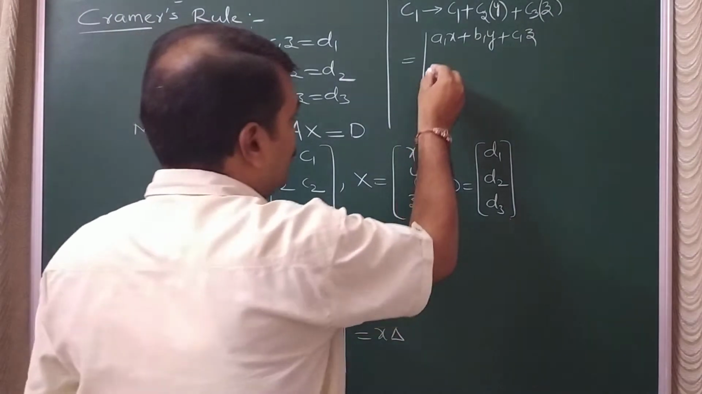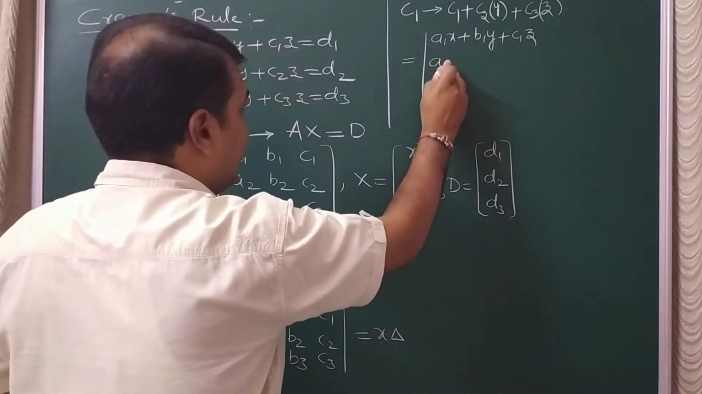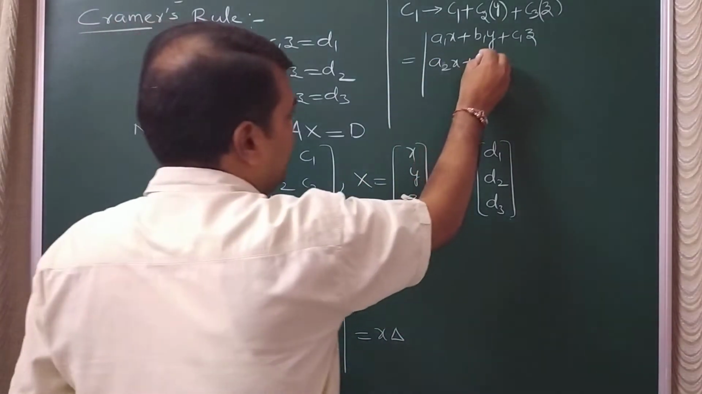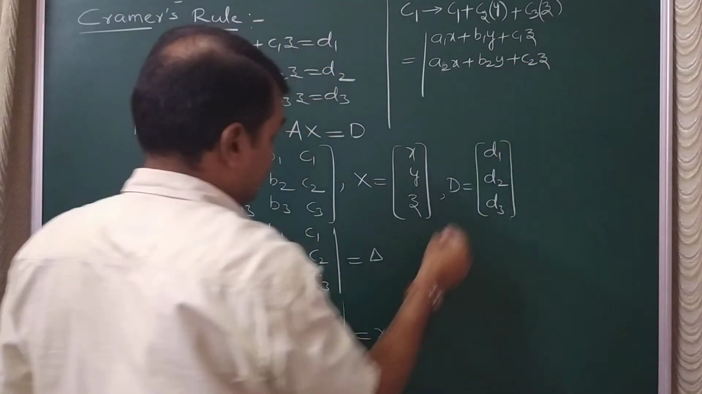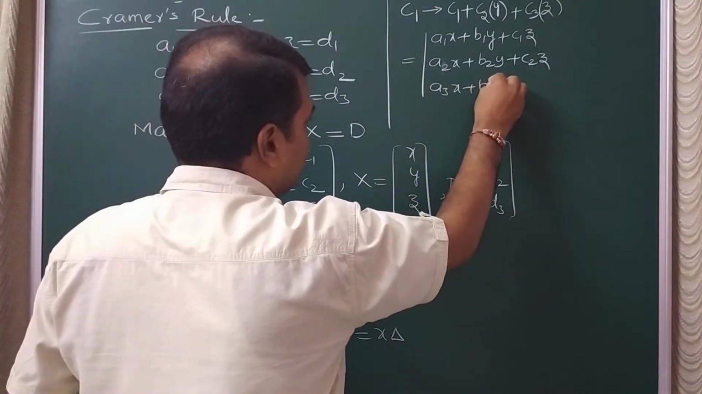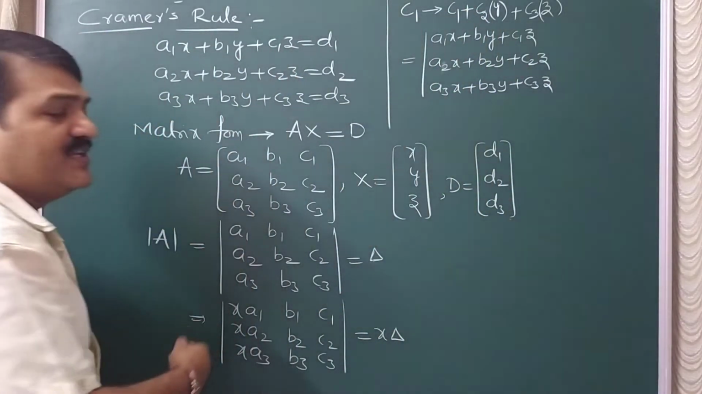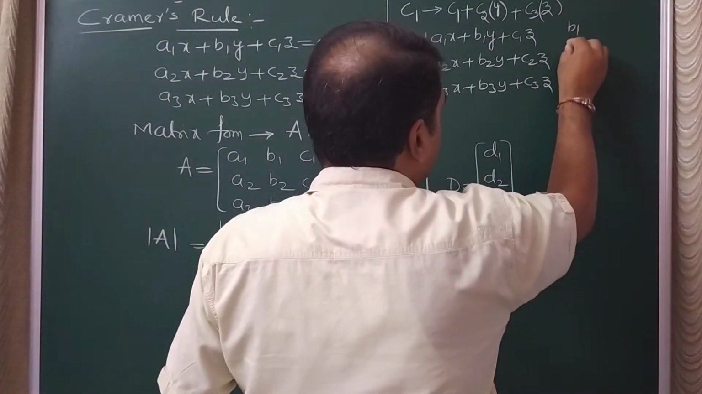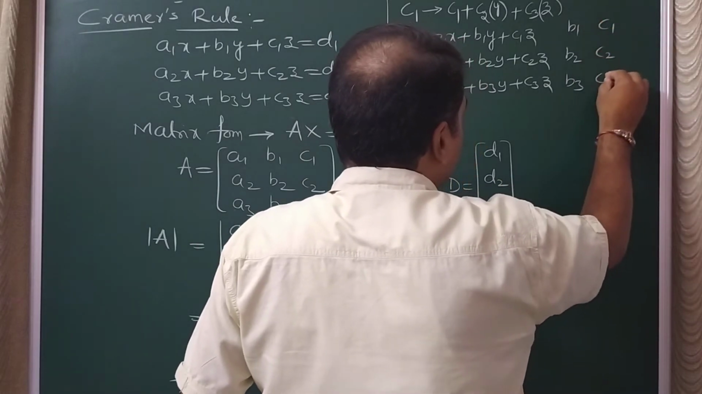Same I am going to do in the next step also. So in the second row, a2 into x plus b2y plus c2z. Next, a3x plus b3y plus c3z. This is what I am changing in C1. The second column and third column I am not changing at all; the second column is the same and the third column is also the same.